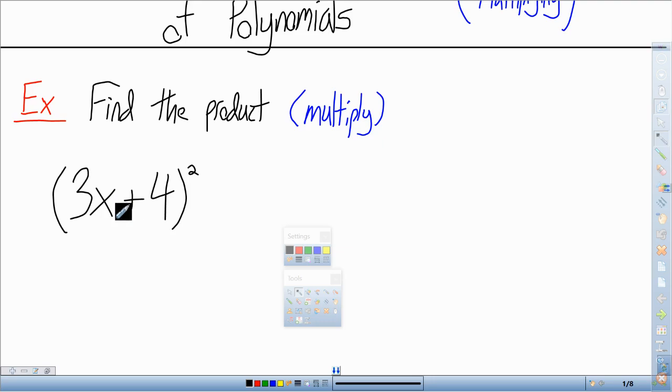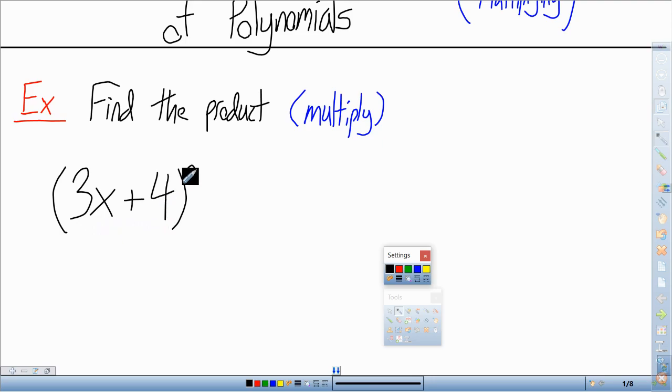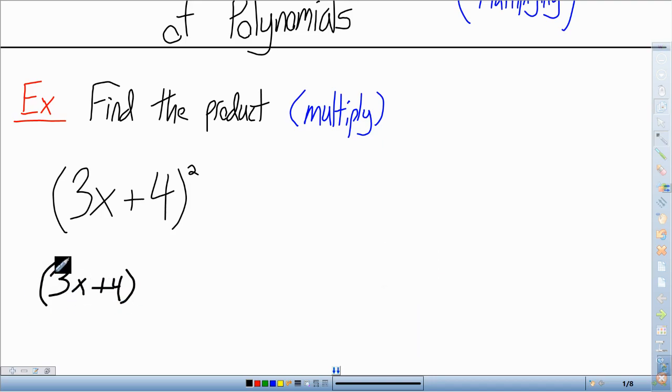We've done that in the past, but it was always when things were being multiplied together. For example, if we just had 3x to the power of 2, both of these would get a power of 2. But this plus sign means we cannot just distribute. So what we need to do is rewrite this. If we have 3x plus 4 squared, that means 3x plus 4 is being multiplied by itself, right? So another way of writing this would be 3x plus 4 times 3x plus 4.